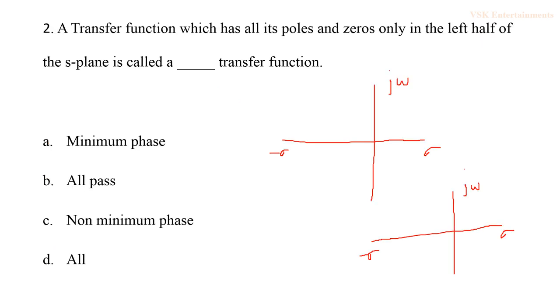Second bit is a transfer function which has all its poles and zeros only in the left half of S plane. Then the transfer function is called. Options are minimum phase transfer function, all pass transfer function, non-minimum phase transfer function and all of the above. These type of bits are very important from GATE point of view. Depending upon the location of poles and zeros, we are having three types of transfer function.